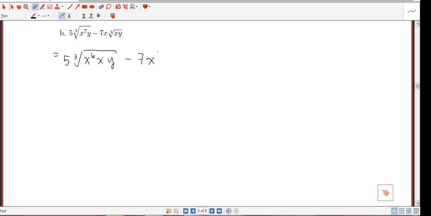And then here you're going to have minus 7x. Cube root, well, x and a y. There's no way that's going to be a perfect cube, so I'm just going to leave it the way it is. All right, so the only perfect one will be x to the 6th. So this is going to equal to 5 times cube root of x to the 6th is x to the 2nd power. And then you're going to have a cube root of xy. And then minus 7x. And then cube root of xy.